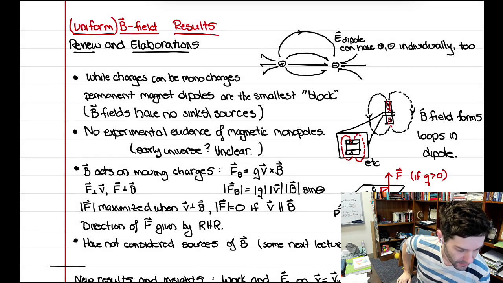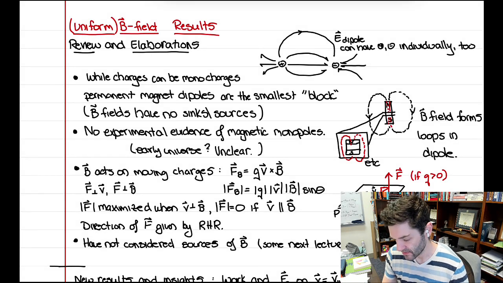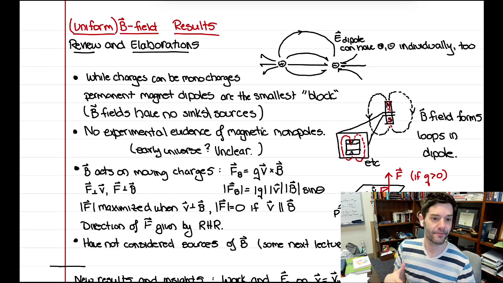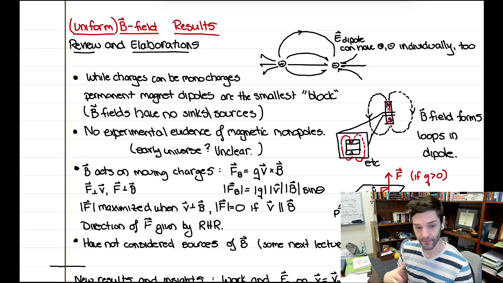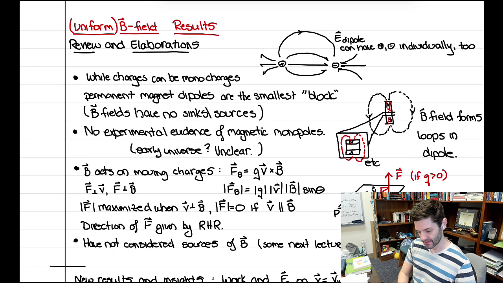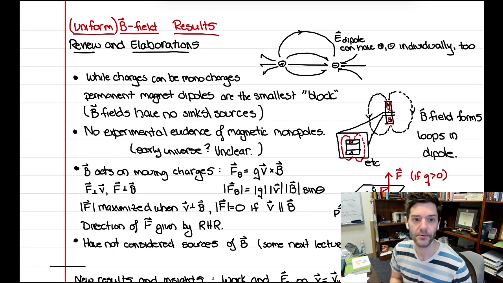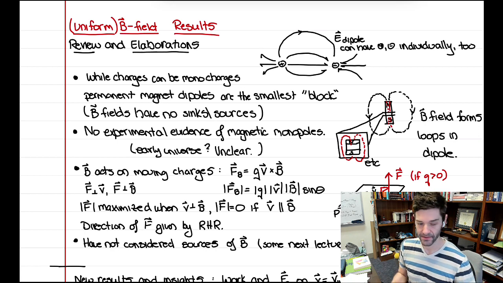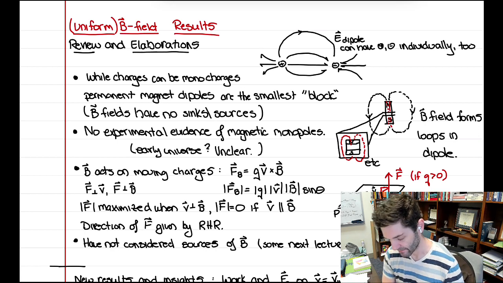Hello. All right, so we're going to build off our introduction of magnetic fields, and we're going to start to now try to better understand some of their properties. And we're going to look at some results and applications, particularly when we are using a uniform magnetic field, where the magnetic field is the same everywhere.